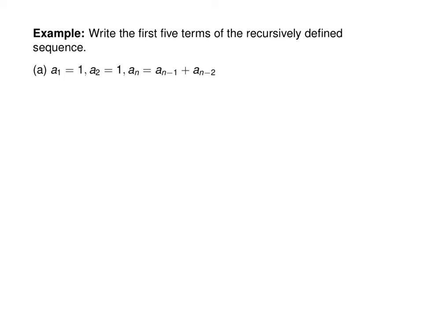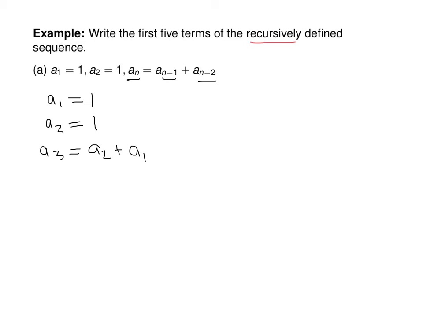Now, sometimes sequences can be defined in a way that's called recursively, and what this means is that the subsequent terms depend on the previous ones. So for this example, the first term is defined as 1, the second term is also 1, and the next term is given by, so think about this, A sub 3 is what we're looking at. A sub 3 minus 1 is A sub 2, plus A sub 3 minus 2, so A sub 1. So the next term is found by adding the previous 2 terms.